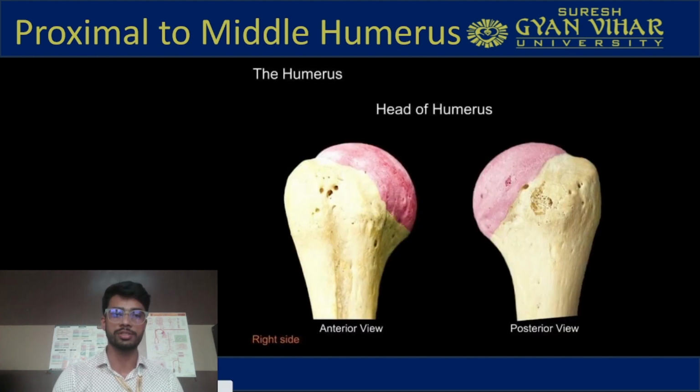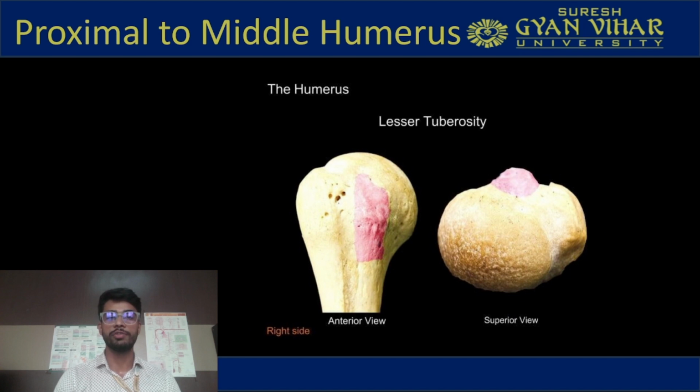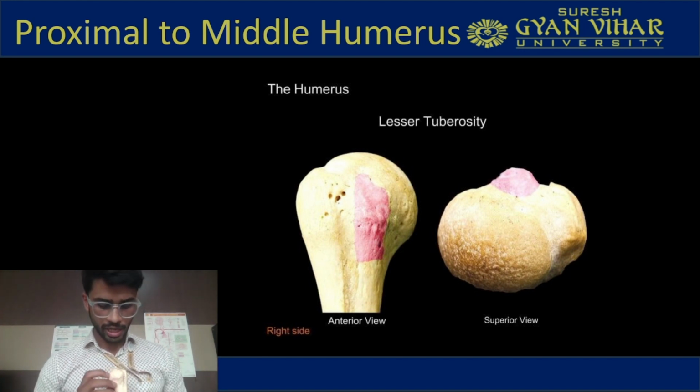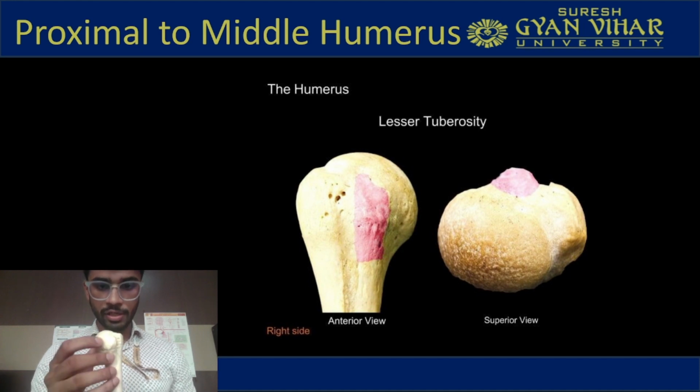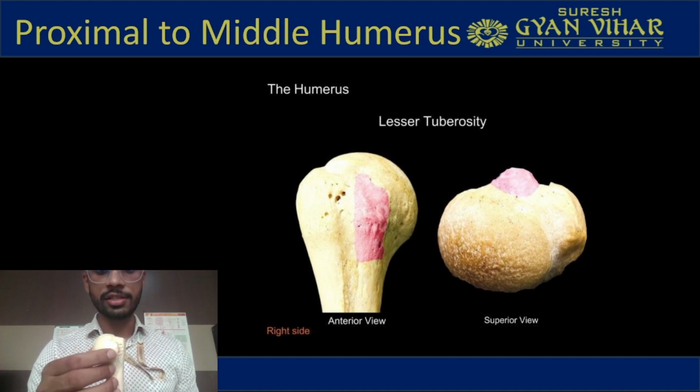Now this is the anterior view and posterior view of the head of the humerus, and there is the lesser tuberosity. As you can see in this diagram also, the lesser tuberosity is the part which is present just adjacent to the head of the humerus. Now let's understand on this bone. As you can see, this is the bone which is present over here, and this is the head of the humerus, and the part adjacent to the head of the humerus is the lesser tuberosity.